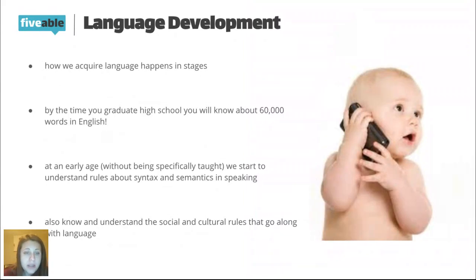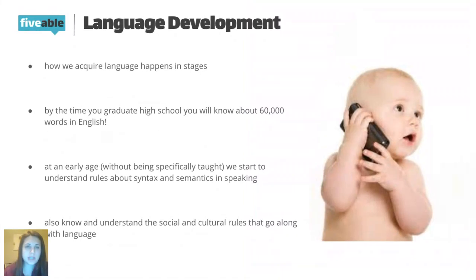and development. And at a very early age, as we develop language, we start to understand the rules without specifically being taught. So I already mentioned that. And there's also social and cultural rules that go along with language. It's not just semantics and it's not just syntax, but how we use language, how we use hand motions, how close we stand to other people when we talk. All of those are different social and cultural factors that you pick up on based on your culture and your society and how you're raised.